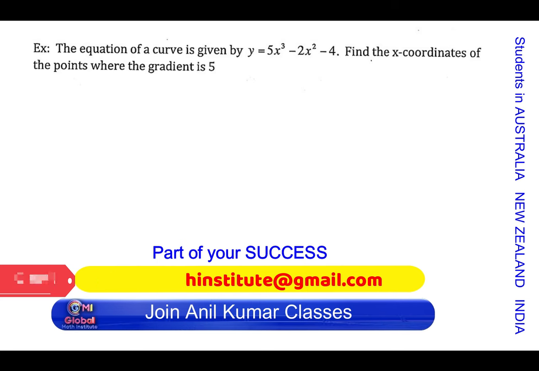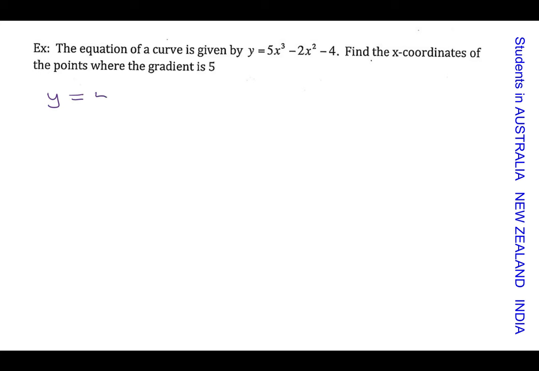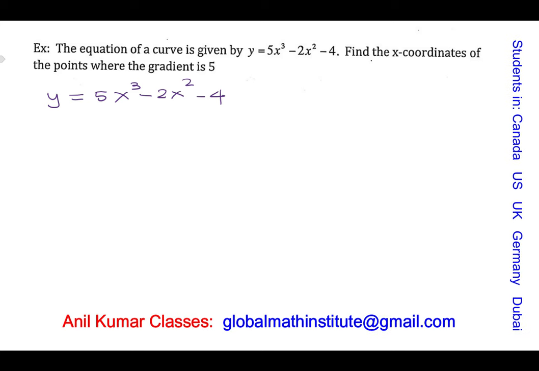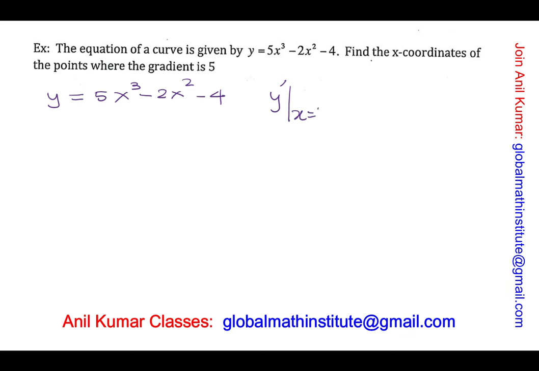So let's continue with our solution. We know y is equal to 5x cubed minus 2x squared minus 4. The equation of the curve is given. The question is: find the x coordinate of the point where the gradient is 5. Slightly different, right? We are given the gradient. In this case, y prime is given to us, but we want to find the value of x where the gradient is 5. Do you understand the question? So that is how this question is very different from the last question. Makes sense, right? Beautiful set of examples.